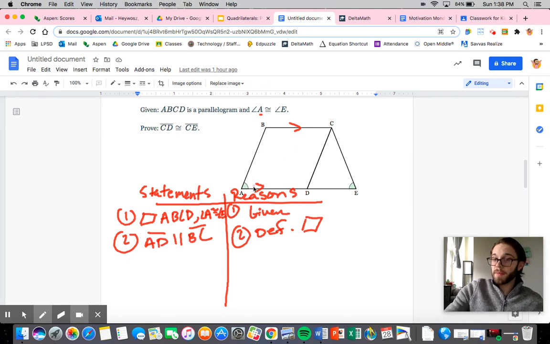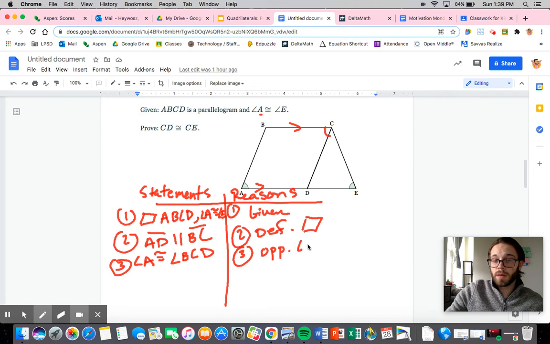Okay, there's a couple ways I can go about doing this, and I'm going to take this route. So I know from the theorems about parallelograms that angle A is congruent to this angle up here. So I'm just going to write that down. Angle A is congruent to angle BCD. And that is because opposite angles of a parallelogram are congruent. That's a theorem, right?